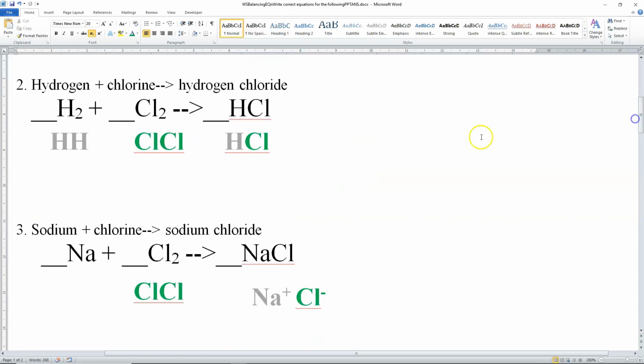So the second one, hydrogen plus chlorine going to hydrogen chloride. We can see there are 2 hydrogens on the left, 2 chlorines on the left, and 1 hydrogen and 1 chlorine on the right. So it's not yet balanced because there is a different amount of hydrogen on each side, 2 on the left, 1 on the right, 2 chlorines on the left, 1 on the right.